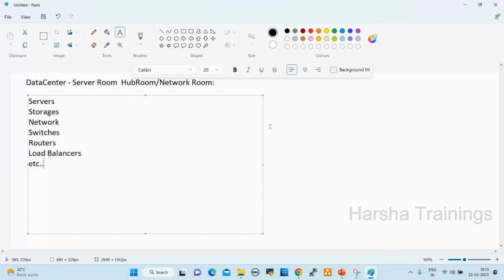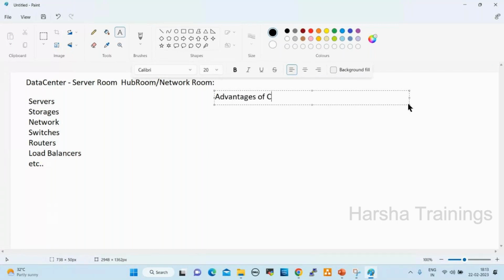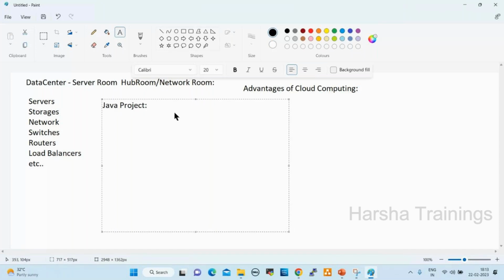Now let us try to understand the advantages of cloud computing. For example, there is a Java project. Let us take a small Java project. When you want to start any project, the very first thing we require is servers. Who will take care of the servers? The server team, like admins, will take care.